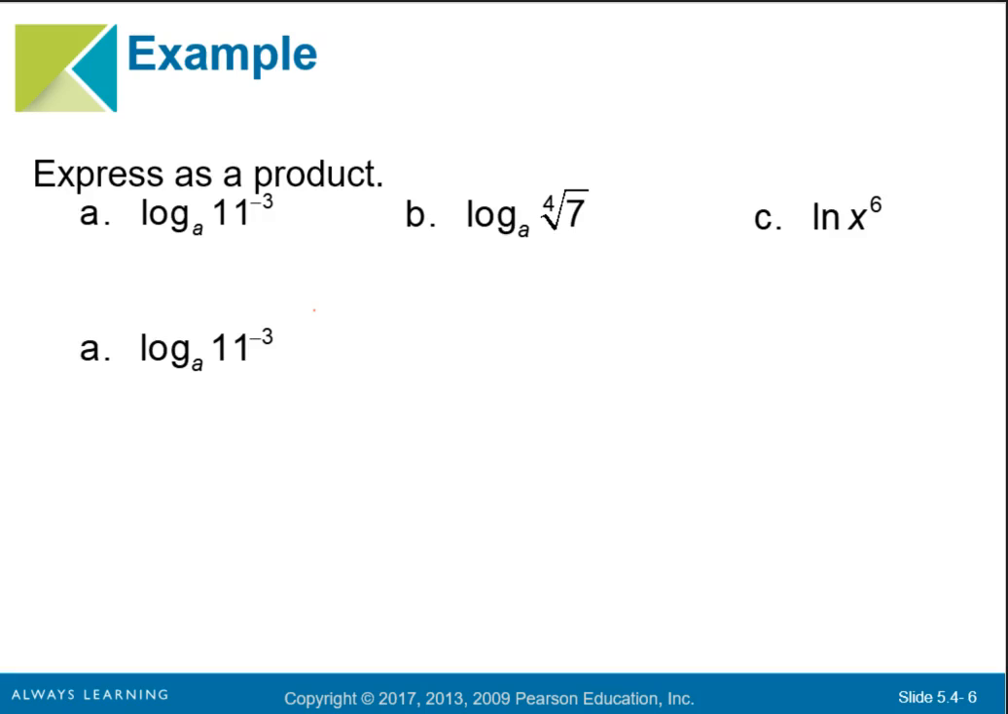So here's our original. We have log base a of 11 to the negative 3. So it becomes negative 3. We bring that exponent down, and then the log base a of 11.